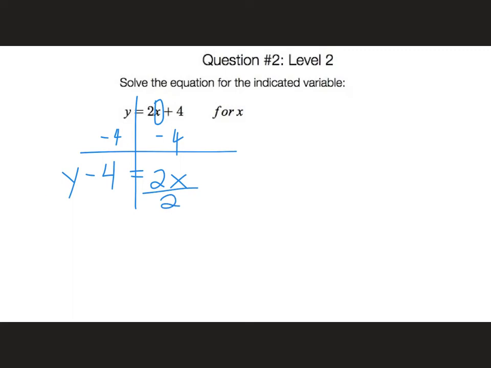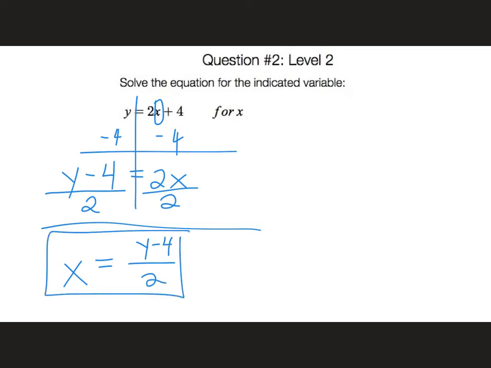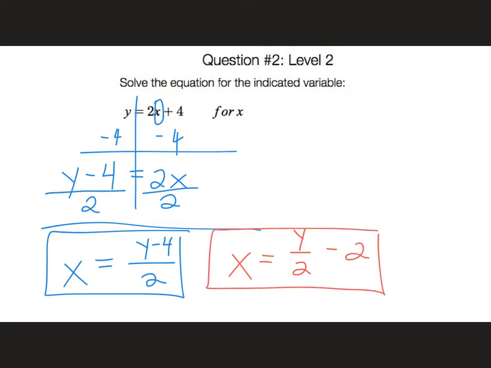Now notice we have to divide the entire side by 2. So we could come out with a few answers here. We could have x equals y minus 4 all divided by 2. There's one example. We could also divide both pieces by 2. So y divided by 2 minus 4 divided by 2 gives us 2. So a couple different answers we could do for this piece. But the key here is that we need to divide this entire side by 2.